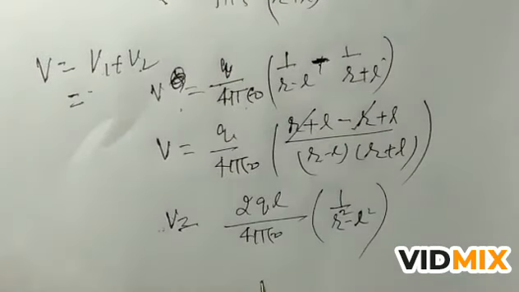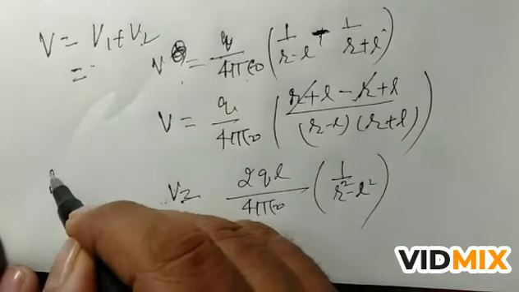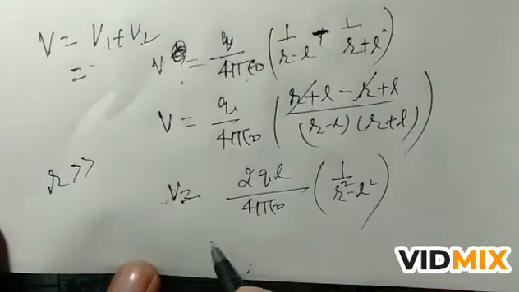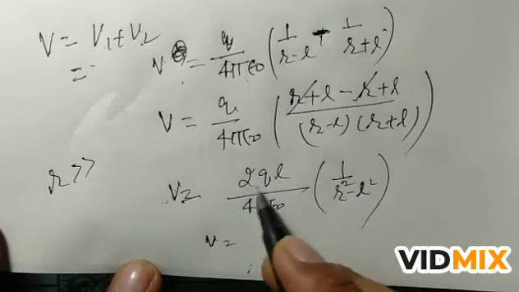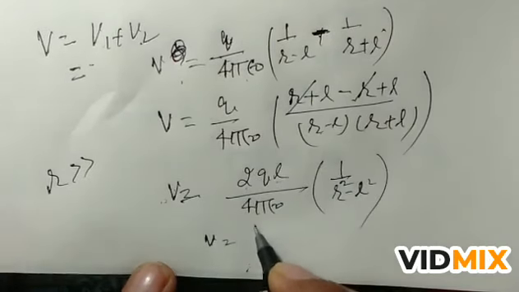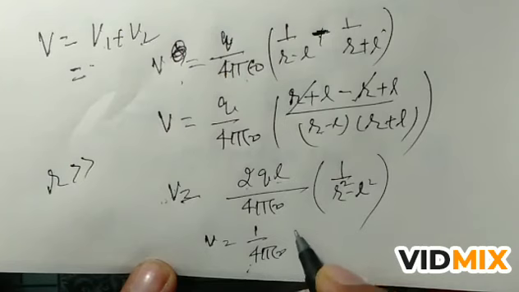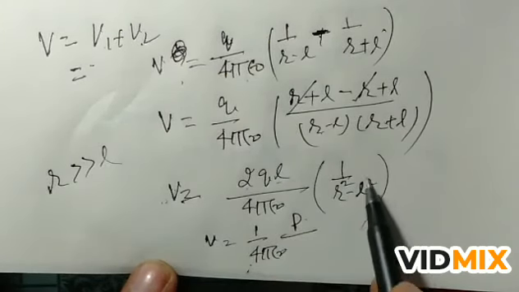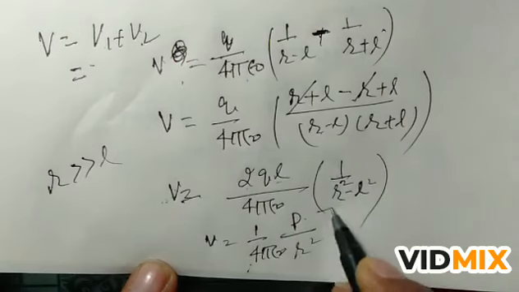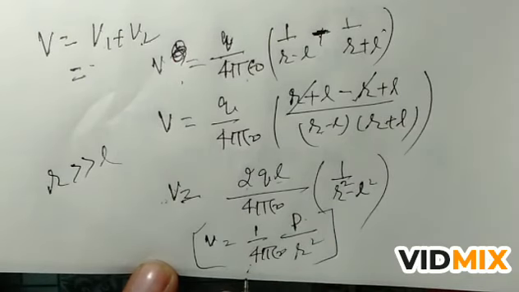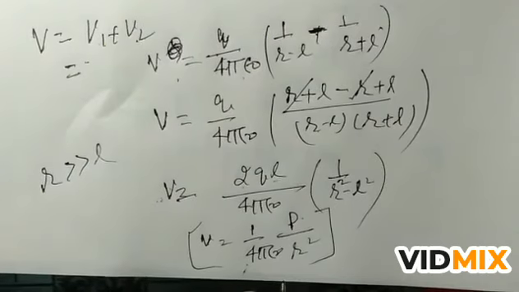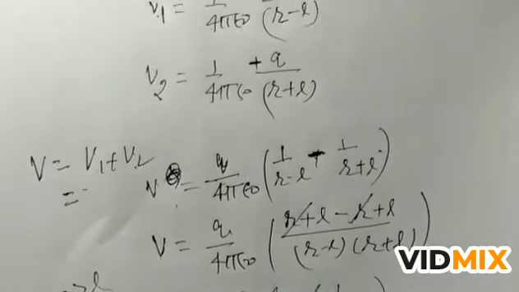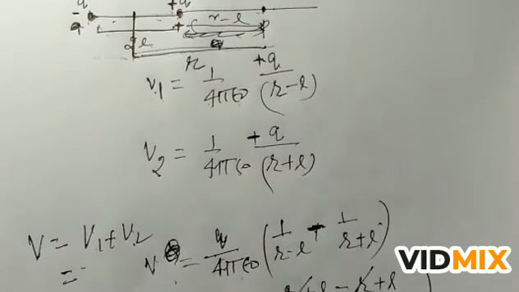And if r is much greater than L, we can cancel out L. So what is V? V is equal to 2QL. In place of 2QL we can use P, so 1 upon 4 pi epsilon naught, and P upon r square, if you neglect L. So here the potential due to a dipole is 1 upon 4 pi epsilon naught P by r square. This is the potential of this dipole at any axial point.